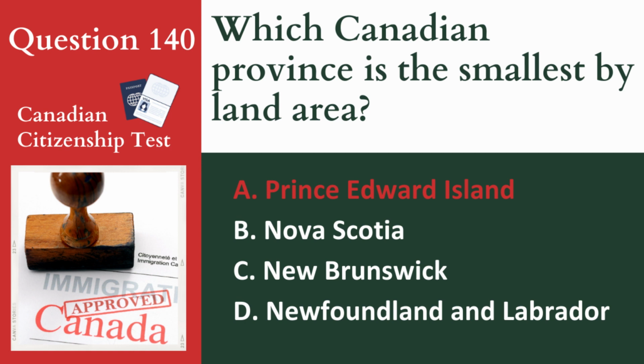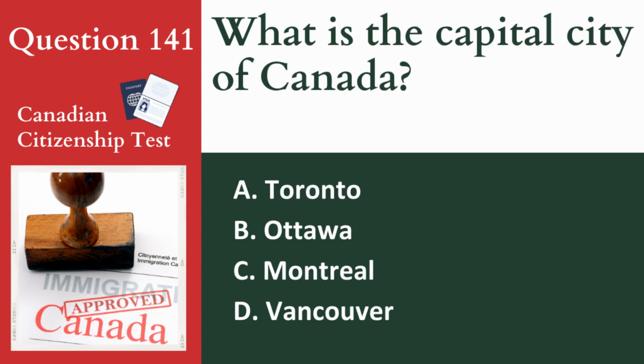Answer. A. Prince Edward Island. Prince Edward Island is the smallest province in terms of land area in Canada. Question 141. What is the capital city of Canada? A. Toronto. B. Ottawa. C. Montreal. D. Vancouver. Answer. B. Ottawa. Ottawa is the capital city of Canada, located in the province of Ontario.